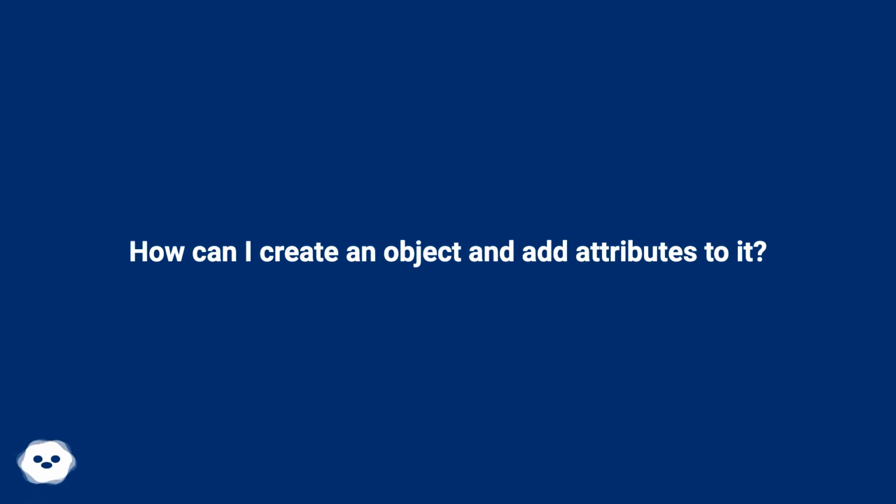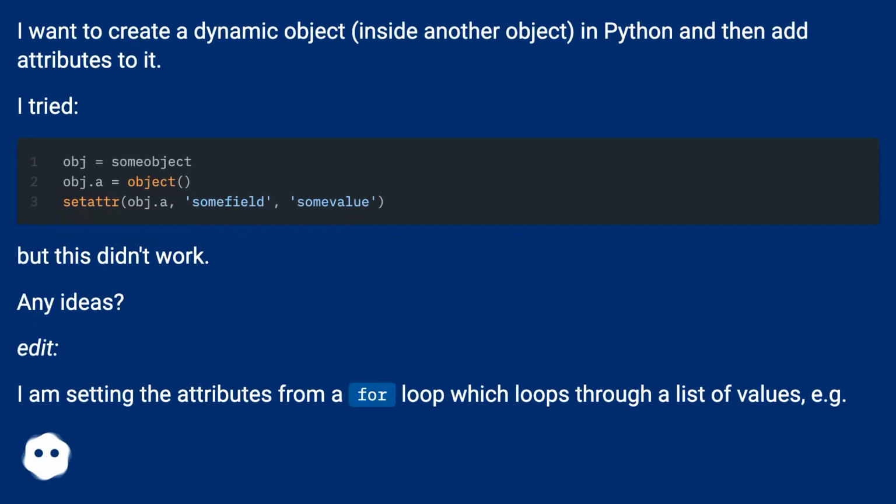How can I create an object and add attributes to it? I want to create a dynamic object, inside another object, in Python and then add attributes to it. I tried, but this didn't work. Any ideas?